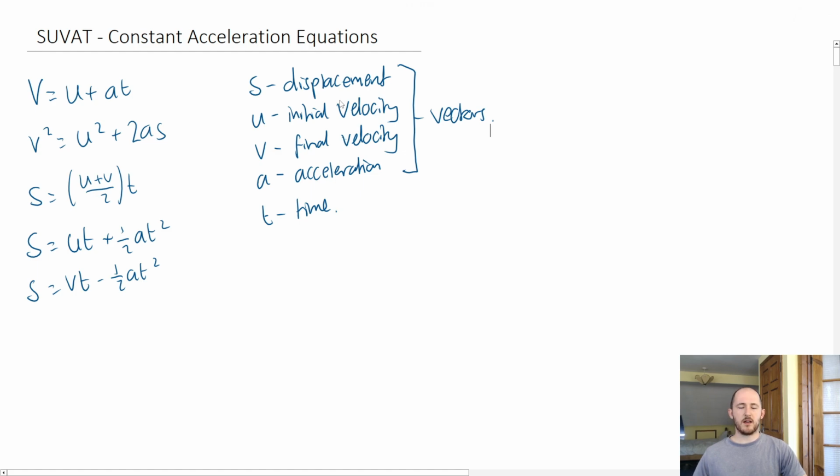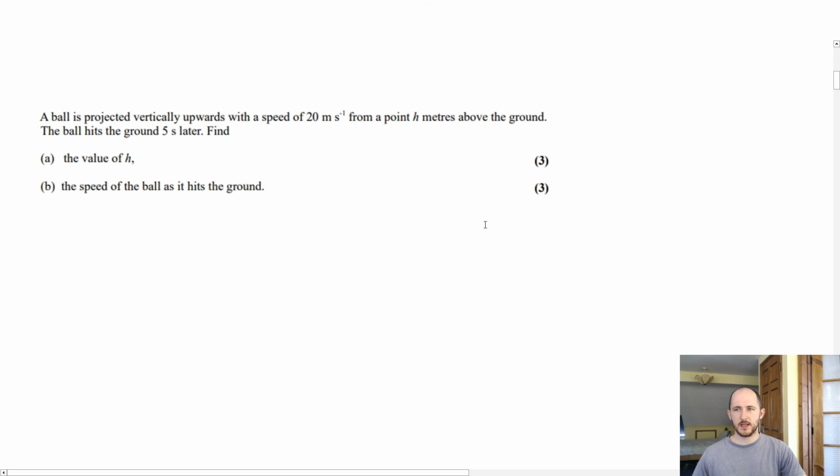And the best way to learn SUVAT, in my opinion, is just to jump straight in. So let's look at the first question. This is a very stereotypical question that you might get asked: you have a ball projected vertically upwards with a speed of 20 meters per second from a point h meters above the ground. The ball hits the ground 5 seconds later, and we need to find 2 things about it.